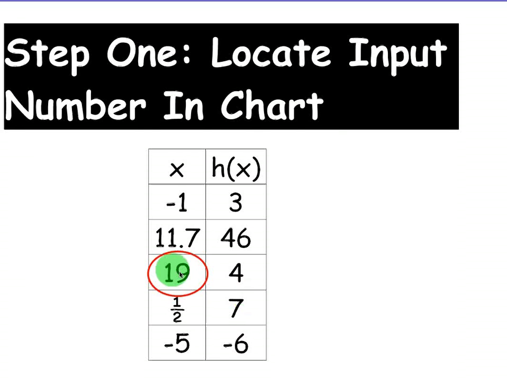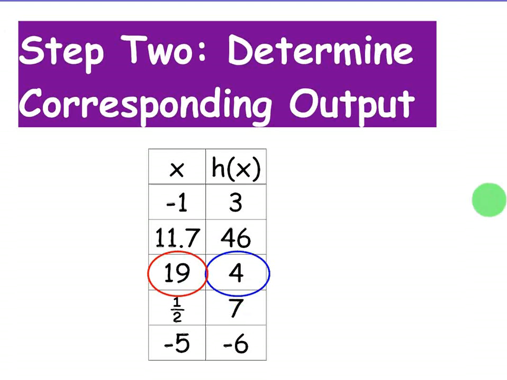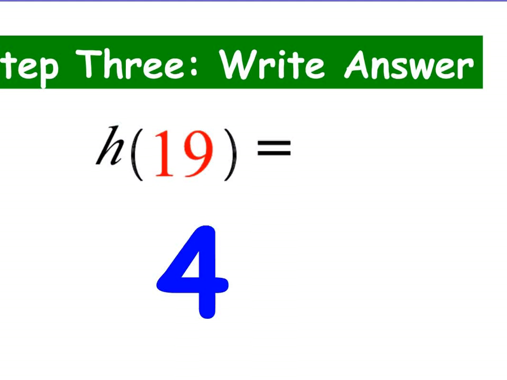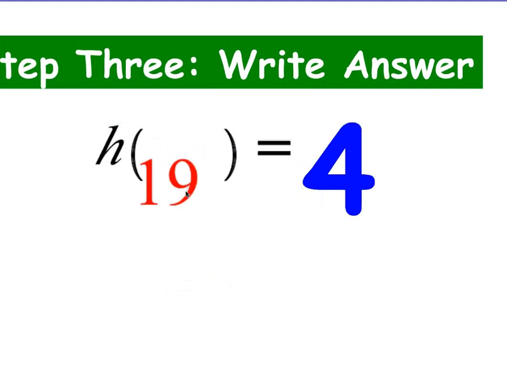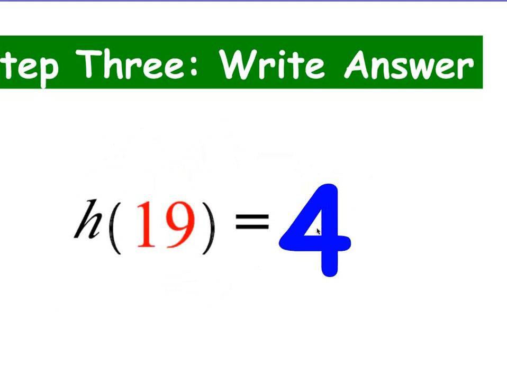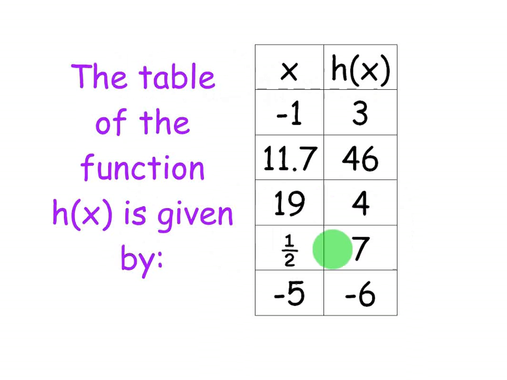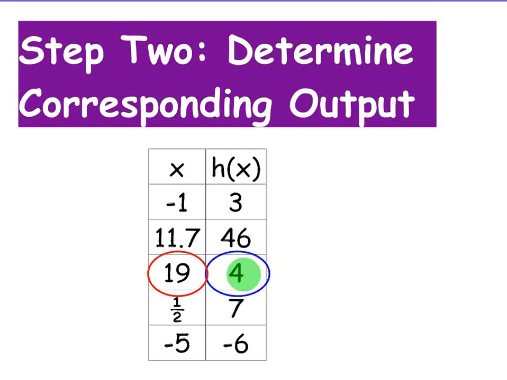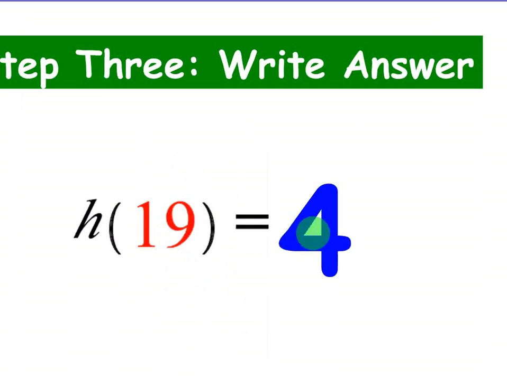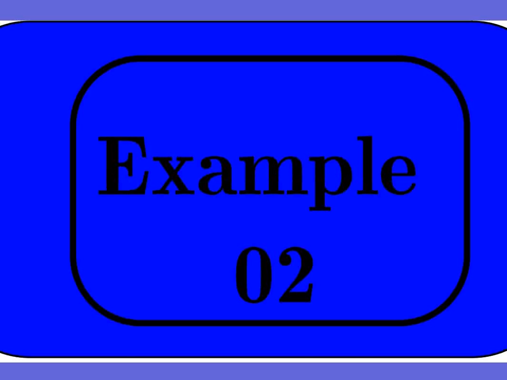So there's 19. Now we want to determine the corresponding output. We're trying to figure h out. Well, in the chart, it says x equals 19 goes to h of x equals 4. And that's it. And so when you write out what h of 19 is, it's just going to be equal to 4. On the chart, you look at 19, the y value is 4, and it's that simple. Very, very simple.